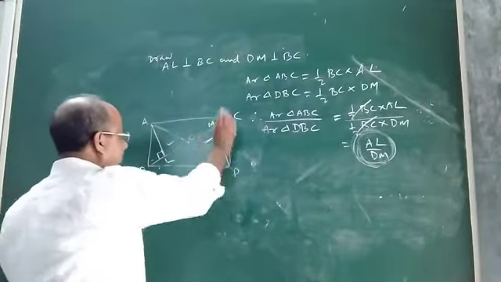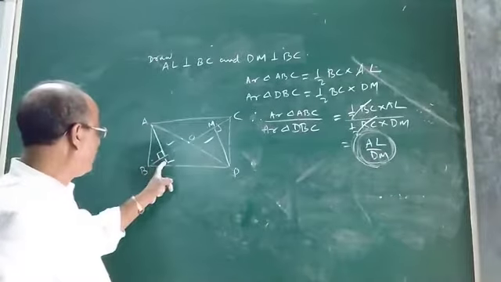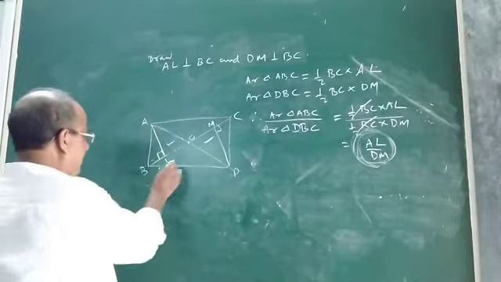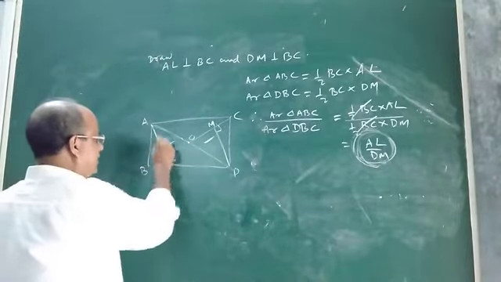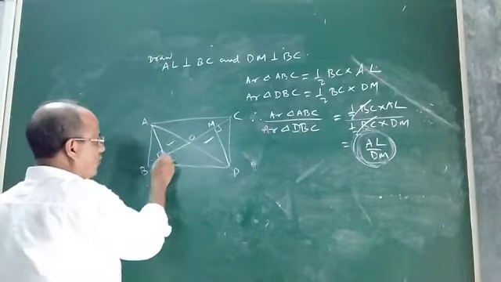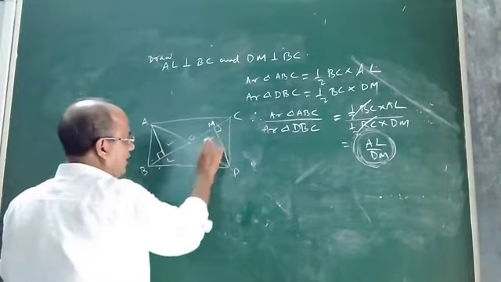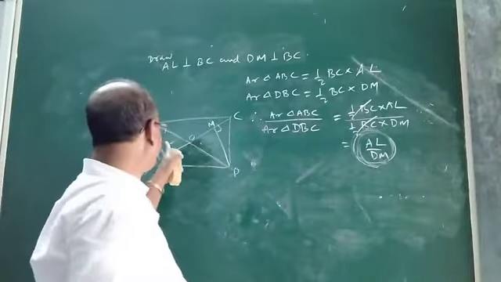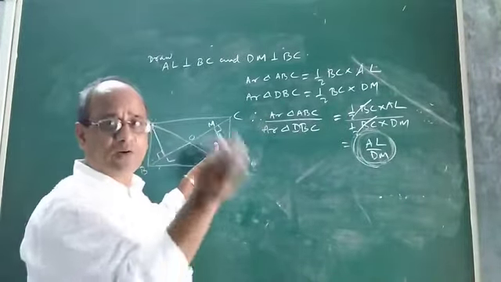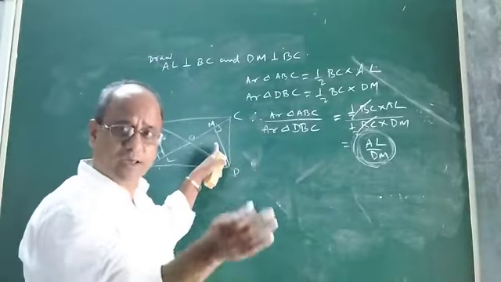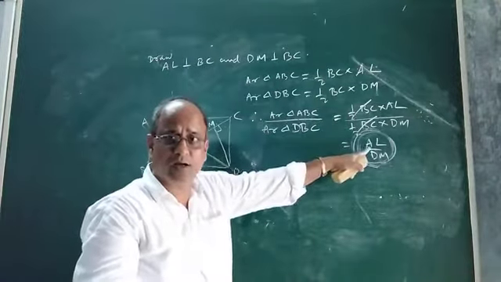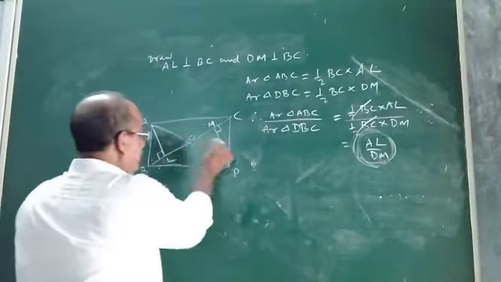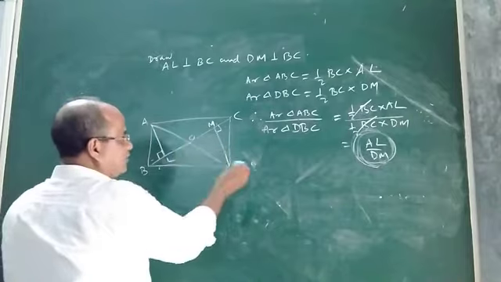Look at the two triangles AOL and DOM. If triangle AOL and triangle DOM can be proved similar by any means, then only their corresponding sides will be proportional. And then only it will be proved that AL by DM is equal to AO by DO. So now let us test the similarity of the two triangles.